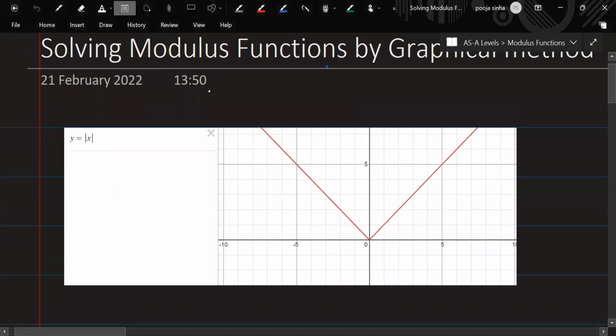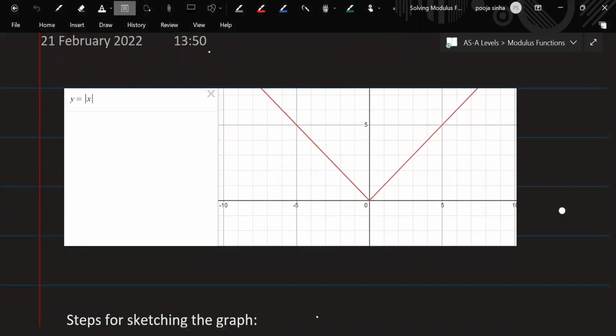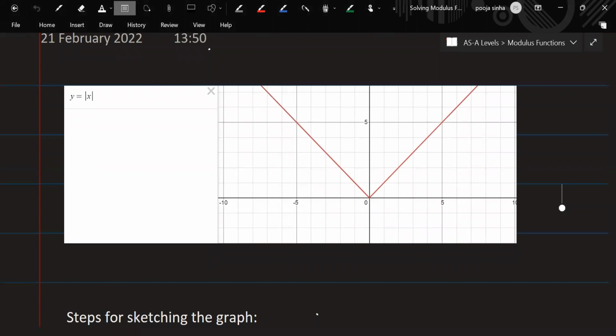When we are drawing the graph for a modulus function, what kind of shape do you see here? V. It's a V-shaped graph, right? And it is the most basic graph possible, when there is a vertex at this point. Which point? Here, at the origin. Okay? The vertex is at the origin.